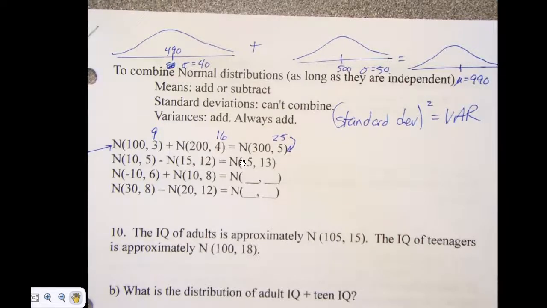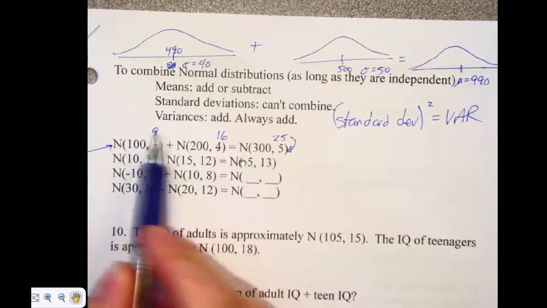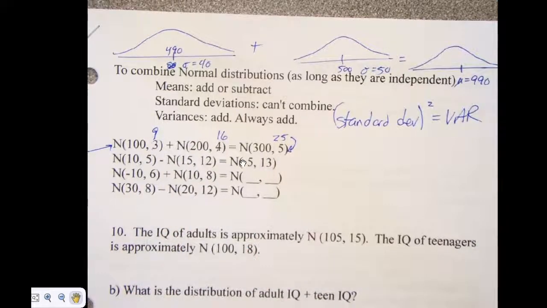That's the Pythagorean theorem. That's all that is. This is like your A and your B: A squared plus B squared equals C squared, and you have to find C. So it's just like the Pythagorean theorem with stats.